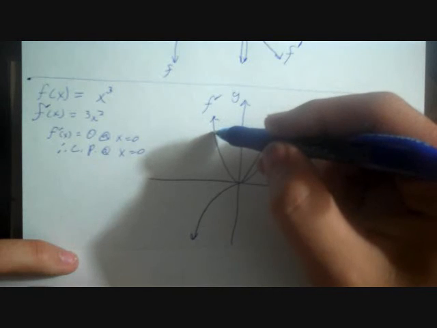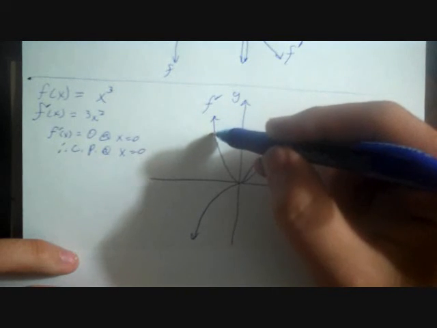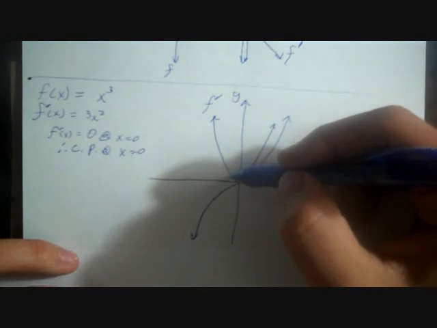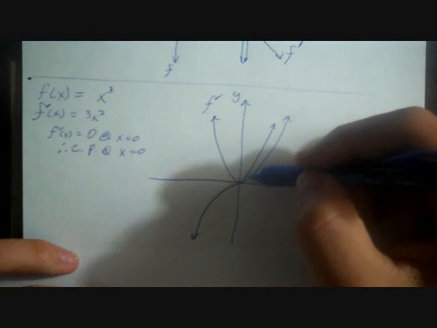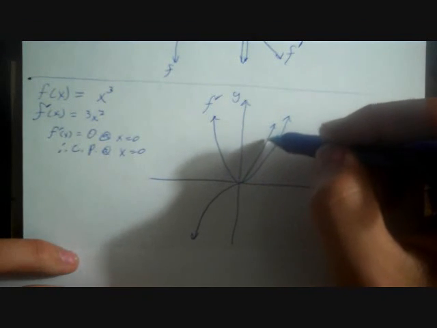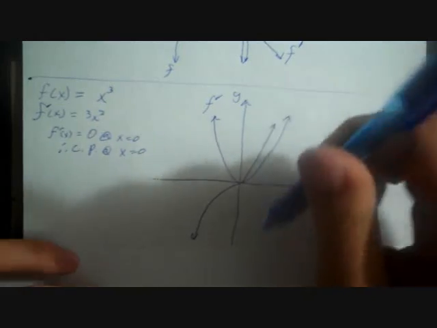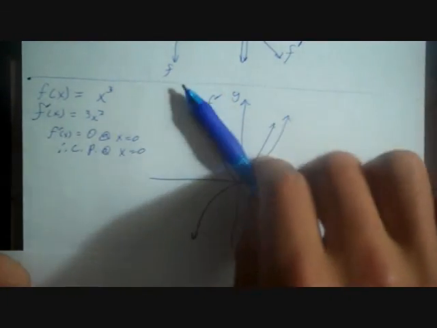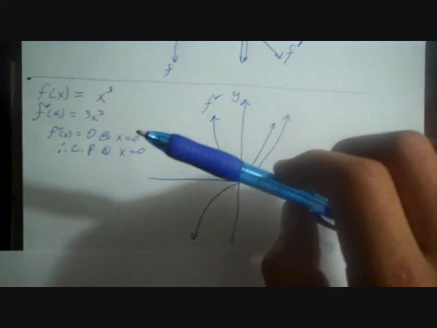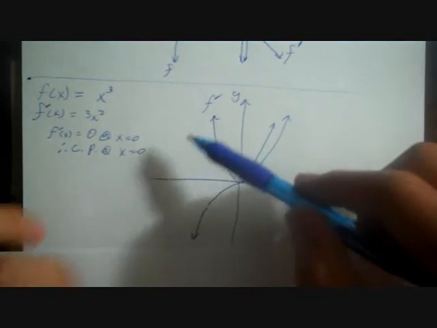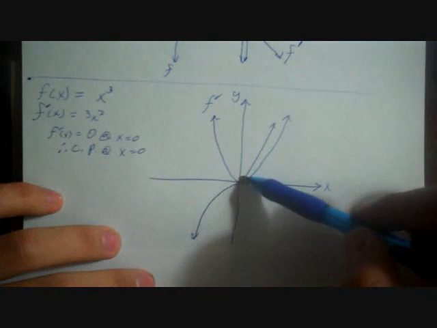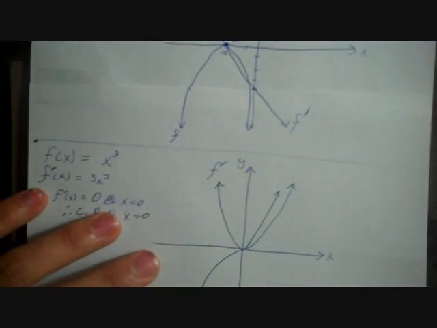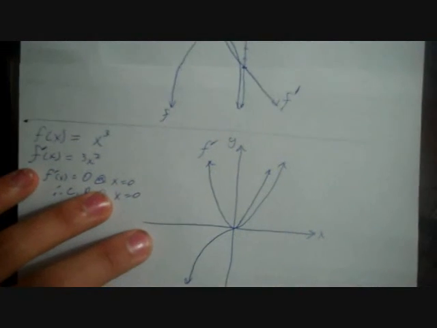We have a positive derivative, so our function's increasing, increasing, increasing. Wait, our derivative is still positive after 0, so our function's still increasing. So there's no change from increasing to decreasing, so there can be no extrema. So not all critical points are extrema, but all extrema are critical points. Just keep that in mind.